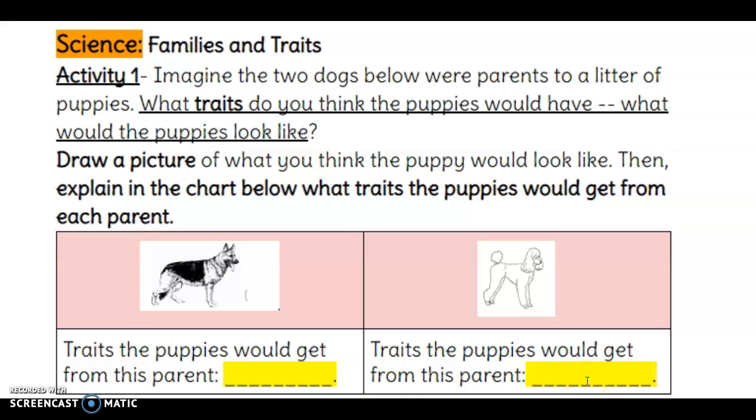And over here you could type any traits you think the puppy would get from this parent. Maybe it would have its fluffy fur or poofy tail. It's up to you. You'll write the traits that they get from each parent in the yellow boxes.